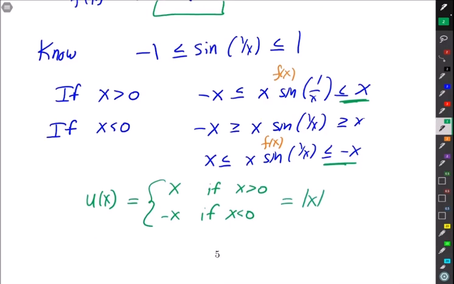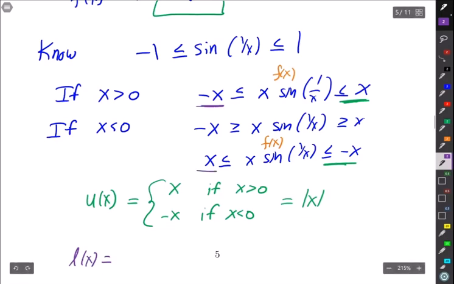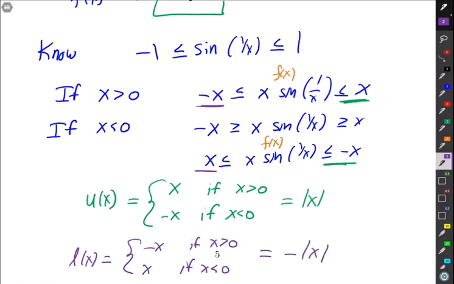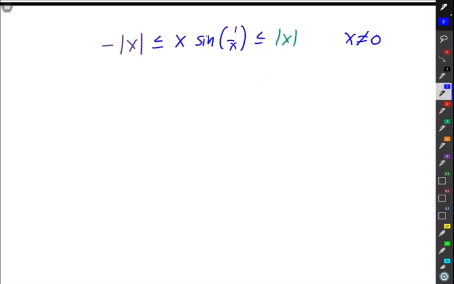What do I then get for L of x? Let's just take the lower half of these two functions, namely this bit and this bit, to get negative x if x is positive, or x if x is negative, which is just the negative absolute value function. So what these two inequalities here show is that u is bigger than f for all x not 0, and L is less than f for all x not 0. That gives us the following, right? And that's a good start. If you want to do squeeze theorem, this is the setup that we need for limits going to 0.